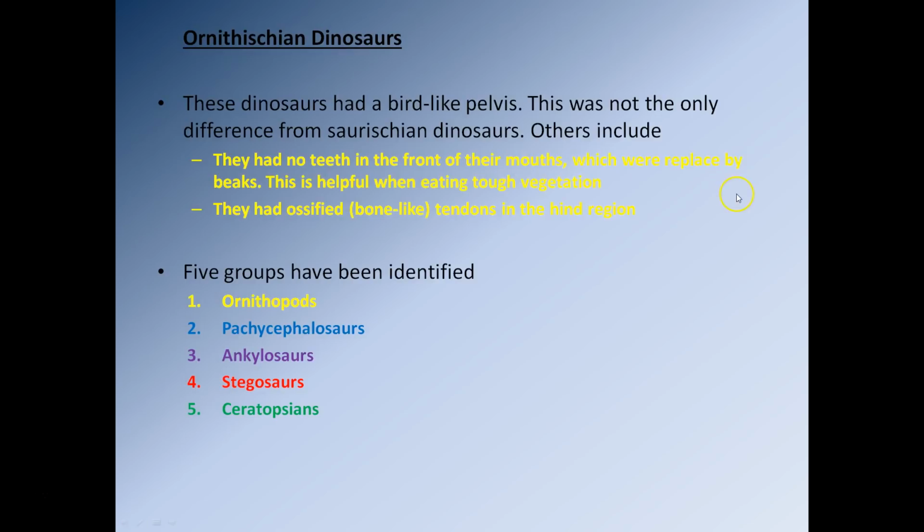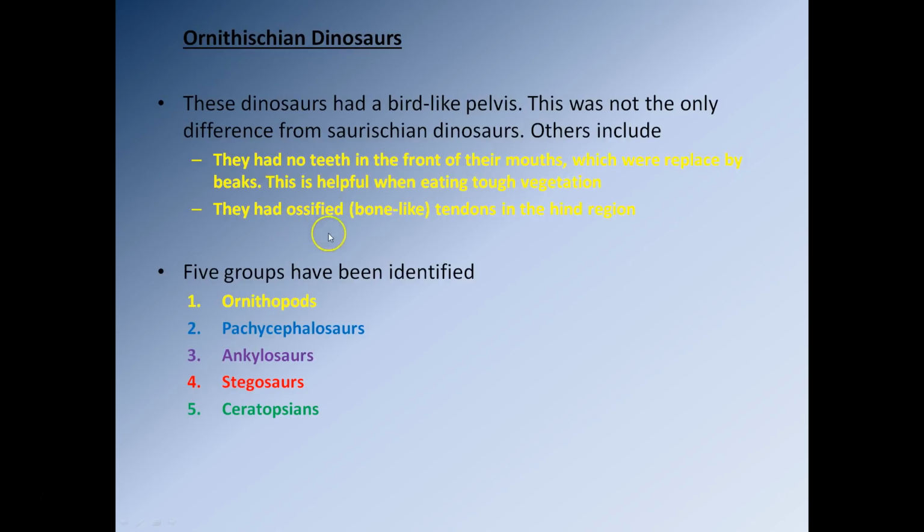Now that's helpful if you are eating plant matter, and if that plant matter is particularly tough, then obviously having a beak is quite useful because you can use it like a pair of shears to snip off small tough branches and small tough leaves. And the other difference is that they had ossified, so that's bone-like, tendons in their hind region. As I mentioned in the last presentation, I have absolutely no idea if that's some kind of evolutionary advantage or not. I'm going to hold my hands up to that one.